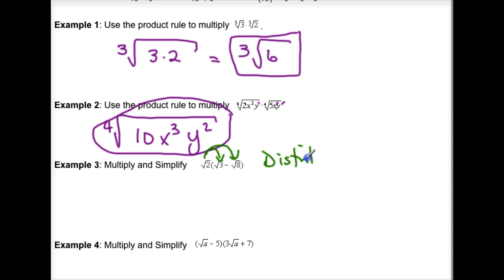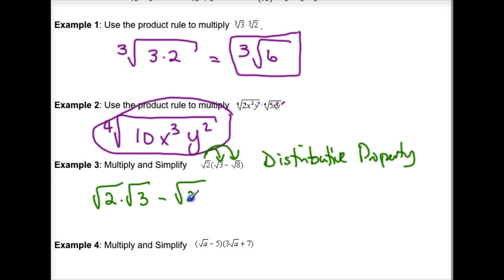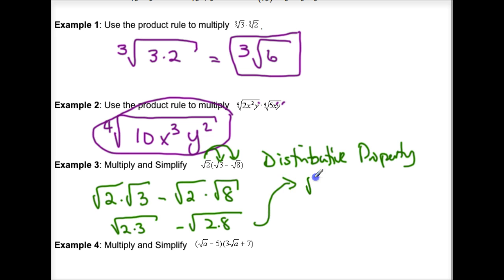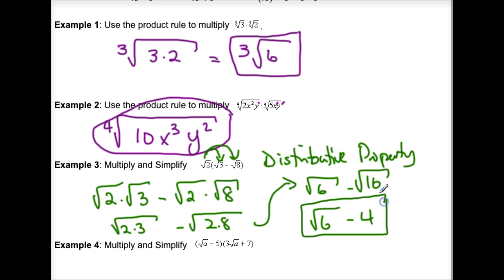Now these are a little different where I'm using the distributive property. So we have square root of 2 times square root of 3 minus square root of 2 times square root of 8. This becomes, what do we say, 2 times 3 minus 2 times 8. That's our definition. This becomes square root of 6 minus square root of 16. We know that square root of 16 is actually 4, and that makes it my final answer.